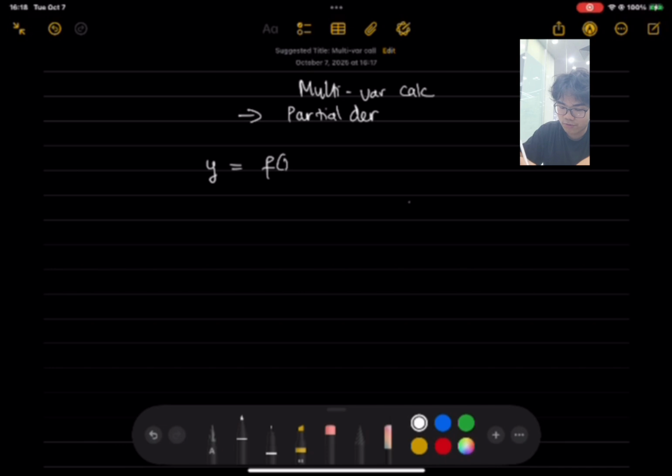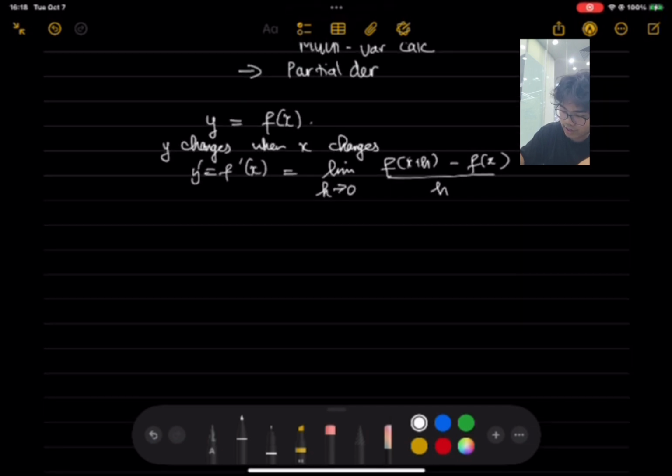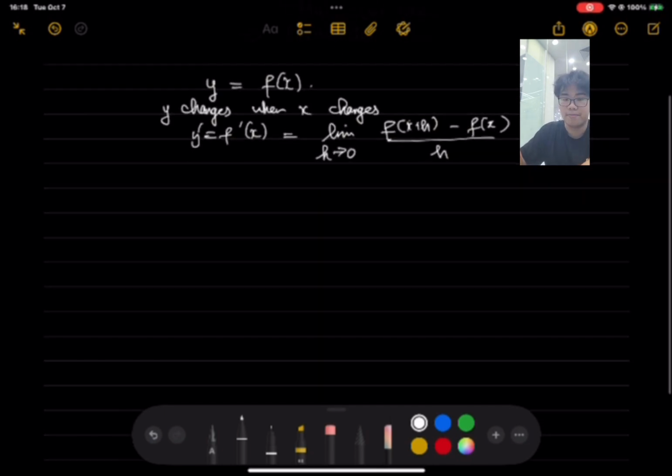So originally we often work with a function of a single variable, like y equals f of x, and if we want to see how y changes when x changes, then we just have to take the derivative of f of x, which is equal to the limit as h tends to 0 of f of x plus h minus f of x, over h. And this appears in elementary and also high school.